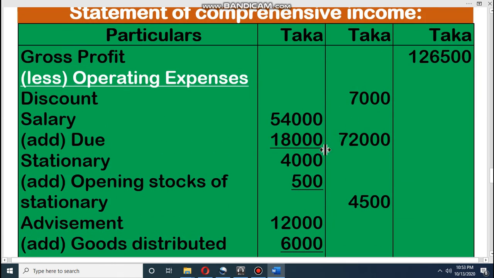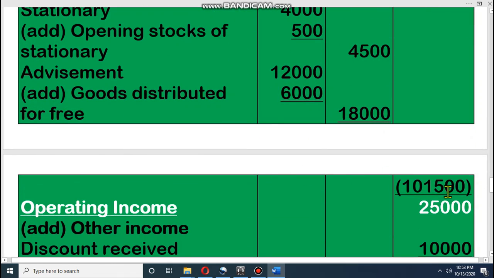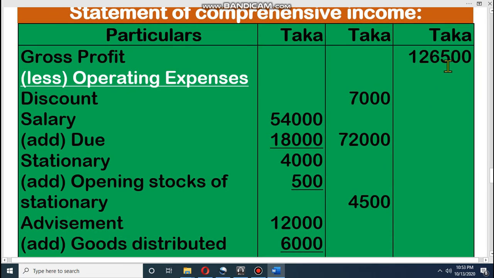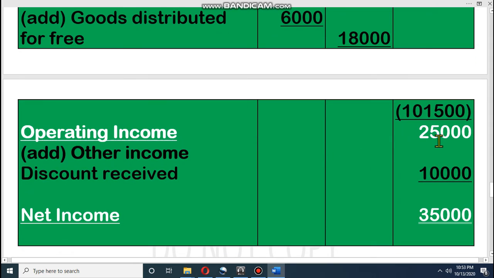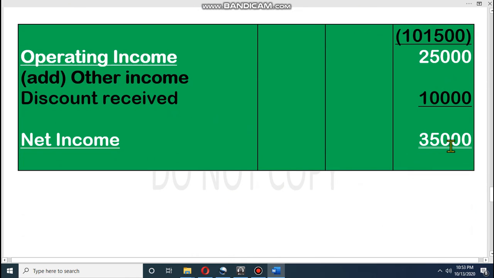So we have total operating expenses 1,01,500. Earlier 1,26,500 is our gross profit. So this will be subtracted for operating expenses. So operating income is 25,000, and discount received we have to add. So total amount of net income is 35,000.